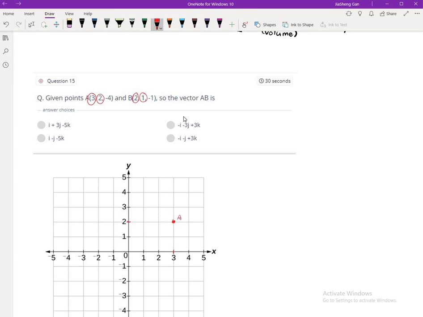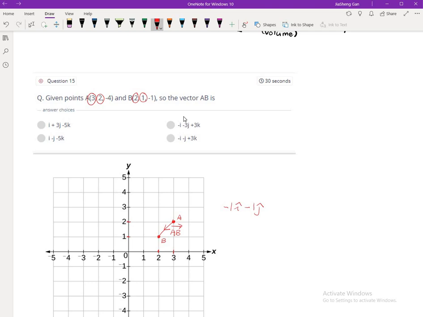So this is point A. So point B will be x is 2, y is 1, negative 1. So this will be B. Okay, so we want to find vector AB. So it means from A to B. This is vector AB. Okay, so we know from A to B you have to move to the left for one step and move downward for one step. This is why you have to move to the left for one step, negative 1i, and move downward for one step, negative 1j.